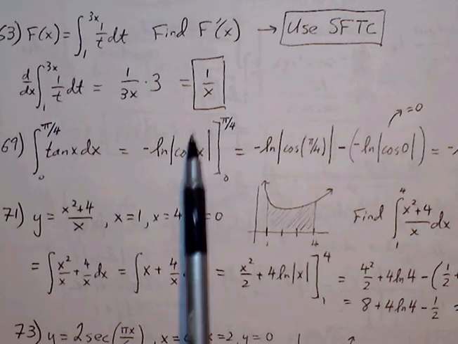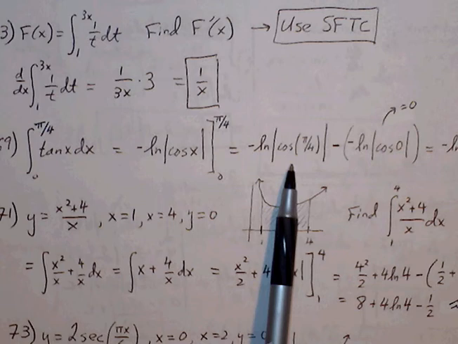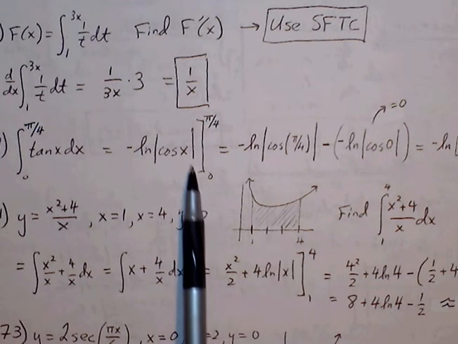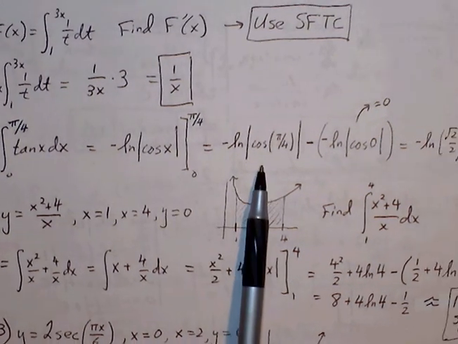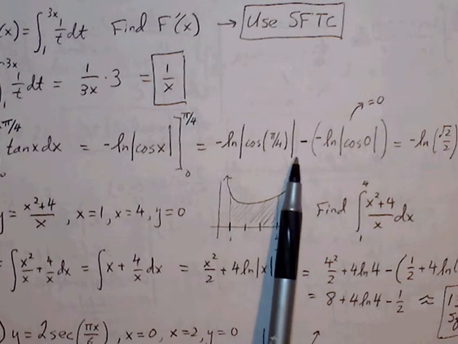Plug the upper bound first. Pi over 4 goes in for x. Then plug in the lower bound. 0 goes in for x. We do have to keep track of a lot of negatives here.